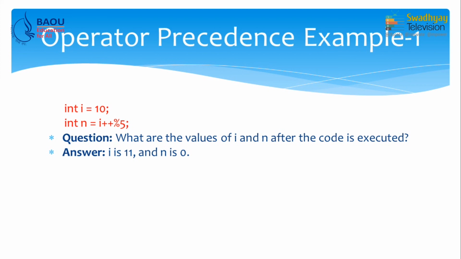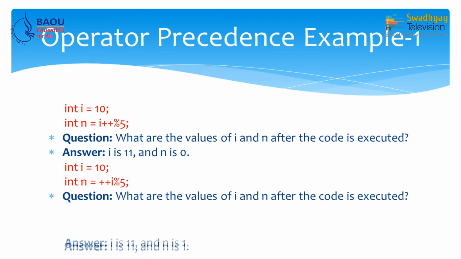Now, we use the prefix increment operator. So i is again 10, but this time we have used the prefix increment operator. So the value of i becomes 11 and is immediately used in the expression. So 11 modulo 5 will give a remainder of 1. So we can say i is 11 and n is 1. I hope you understand this example.